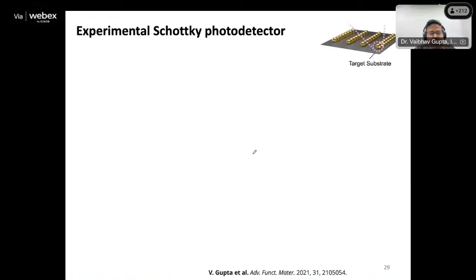Now let me give you some real life experiments also. During my PhD and postdoc times, we also tried to create some photodetectors. I will explain how a Schottky photodetector is created. The idea is we have a target substrate, TiO2, and we would like to make nanoparticle chains on top in a grating fashion. Once we have TiO2 and metal nanoparticles, there will be a Schottky junction in between.